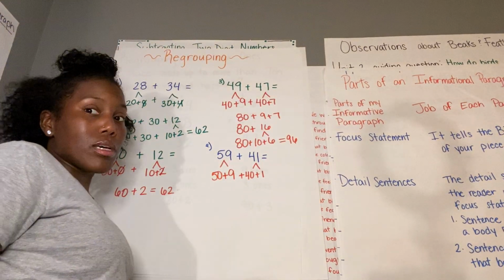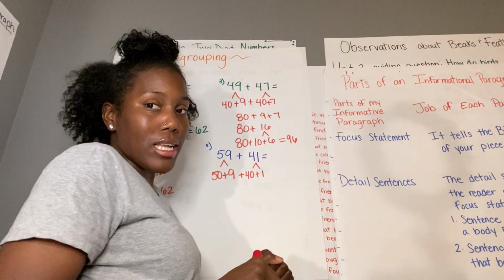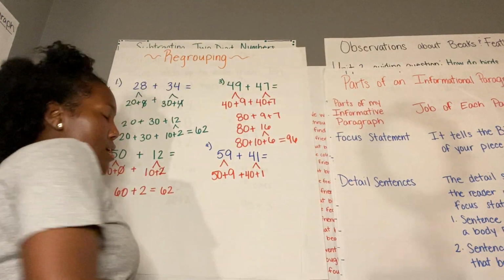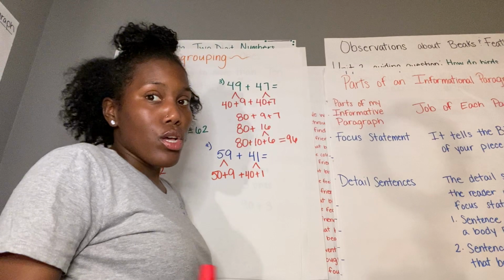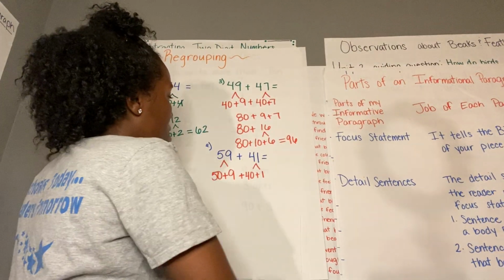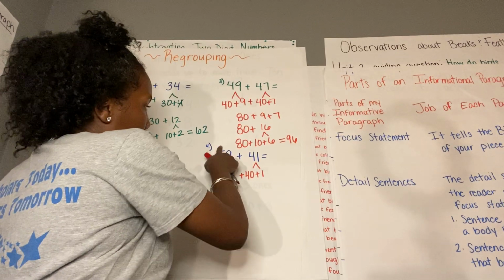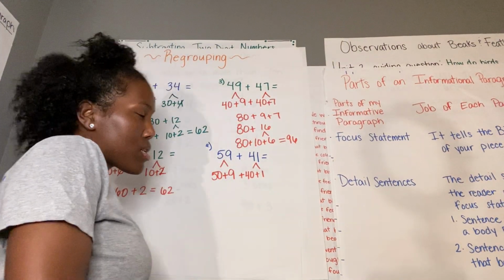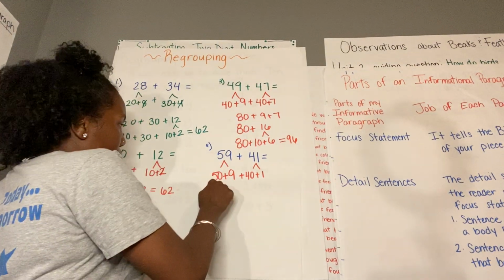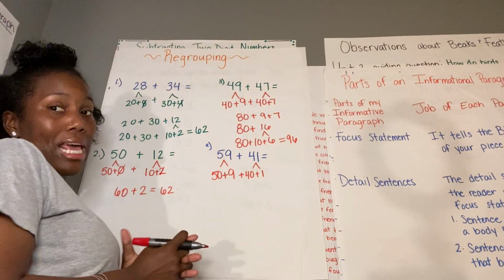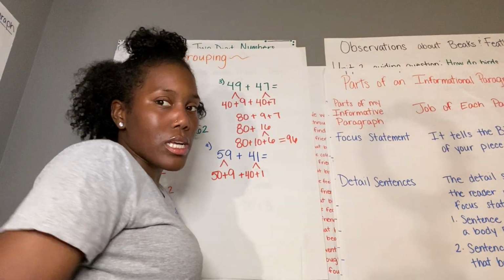Not 5, because 5 plus 9 equals 14. That's going to make my answer something completely different if I put that, and completely wrong. So make sure you're not putting 5 plus 9 and 4 plus 1. Show me what this number represents. It represents 5 groups of tens. What is 5 groups of tens? 50, okay?